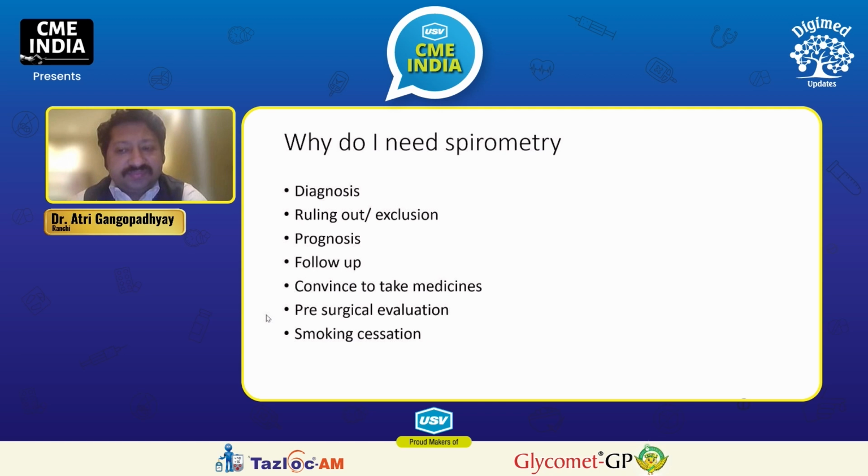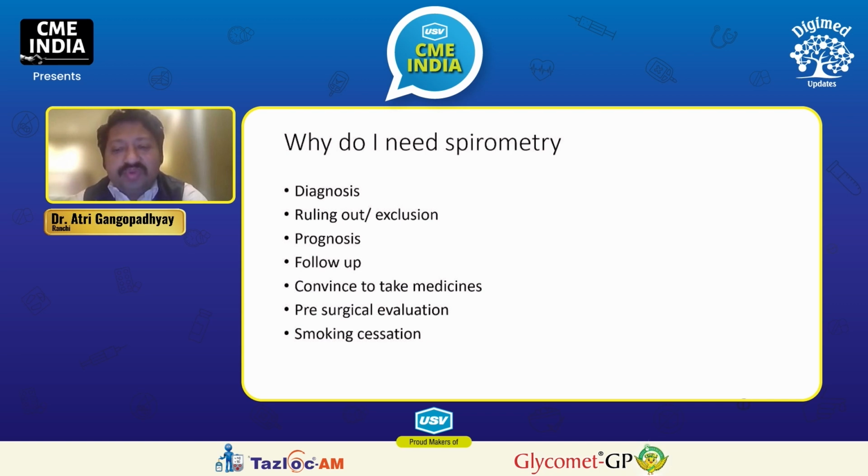Prognosis: whether a disease is good or bad. Follow-up: a patient has come to you on follow-up. How will you know the patient is getting better or not? Convincing the patient to take medicine: by spirometry, you can prove to the person that they are justified in taking inhalers and will get better by inhalers, because often in our country, people share with me they have some fear or social stigma regarding taking inhalers.